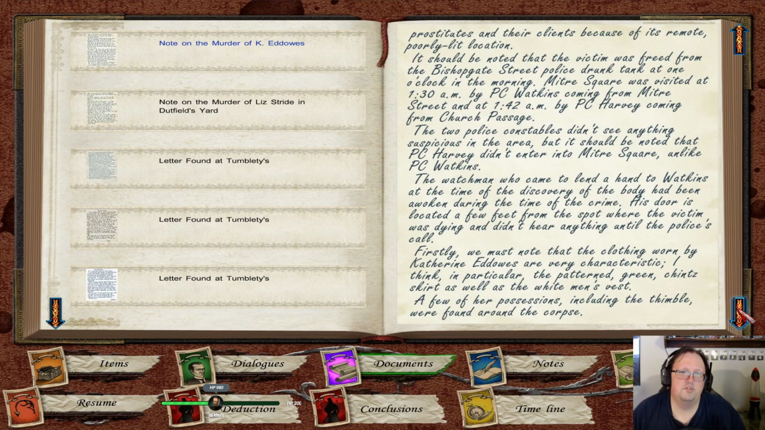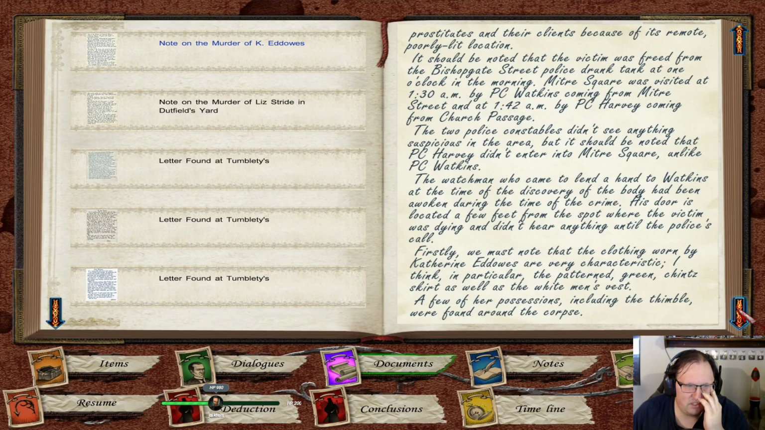The two police constables didn't see anything suspicious in the area, but it should be noted that P.C. Harvey didn't enter into Mitre Square, unlike P.C. Watkins. The watchman who came to lend a hand to Watkins at the time of the discovery of the body had been awake during the time of the crime. His door is located a few feet from the spot where the victim was dying and he didn't hear anything until the police's call. Firstly, we must note that the clothing worn by Catherine Eddowes was very characteristic.